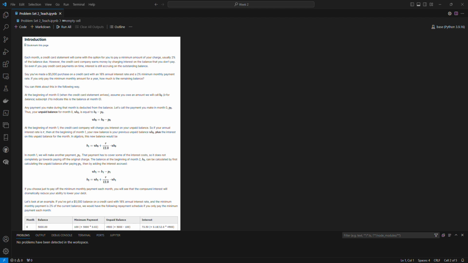Today we'll be discussing Python and we have a problem in hand. The problem is related to credit card statements. This picture, what you are seeing here, is a general introduction about how the credit card works in general, how the balances are calculated, how the interest is calculated.